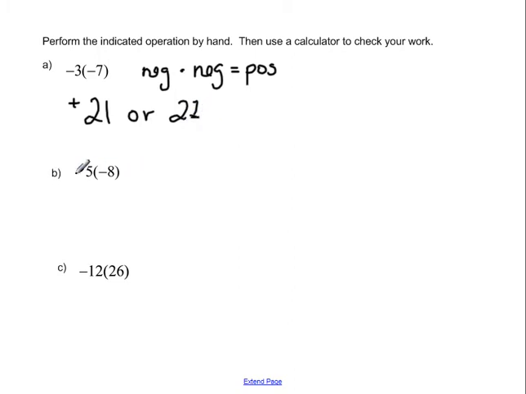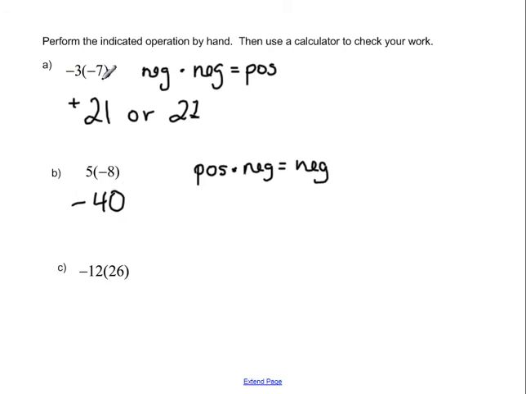Now in our next problem, 5 times -8, notice that this 5 doesn't have a negative sign up front, so that means it has to be positive. And we know that a positive times a negative will always give us a negative. So remember, this is positive times a negative, and positive times a negative is a negative. 5 times 8, we know the answer is 40. So my final answer would be -40.